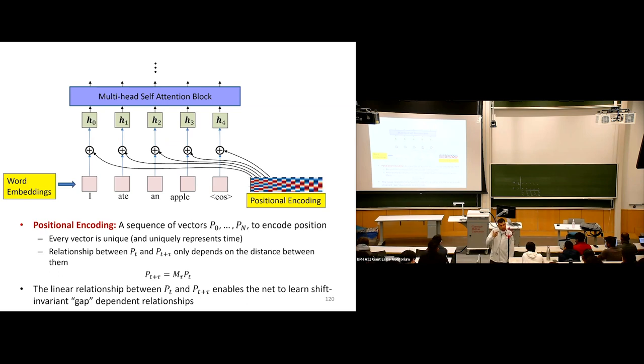That way the position vectors automatically capture relative positions between words. So the way we will do it is we're going to design position vectors which have this form. If I look at the t plus tauth position vector and the tth position vector, the relationship between them, I want it to be of the form p of t plus tau equals m of tau times p of t. So this matrix m depends only on the gap, the distance between the vectors, right? If my position vectors have this format, then they are actually not only going to uniquely represent position, but also carry information about the relative arrangements, distances between different positions.